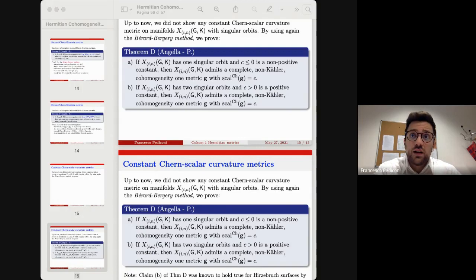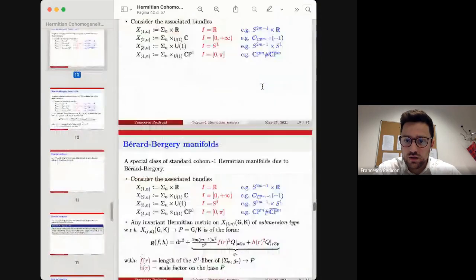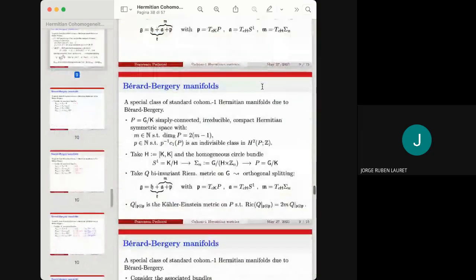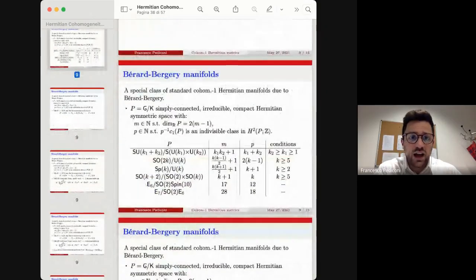And so in general, to classify homogeneous solutions, you need to know the isotropy representation of the space, right? So let me go back to the... But then your homogeneous solutions are new. So yeah, as far as I know, they are new.